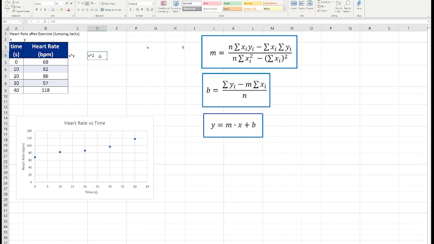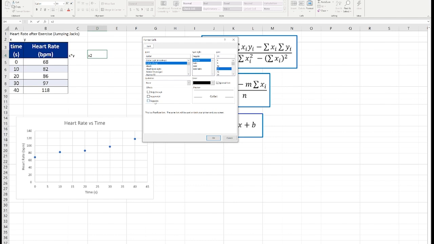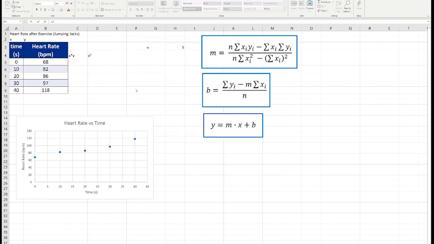Now I can do the little caret 2, or I can put a 2, highlight the 2, go to my font. Notice how there's a little arrow at the bottom of the little font box. Click on that and make it a superscript. Now I have my x's times y's, my x's, my y's, my x squared, and my x's that I can square. I kind of also want to do just a few formatting things, make these centered just so it's nicer to look at, maybe make them bold. And now let's start doing the individual portions of this.